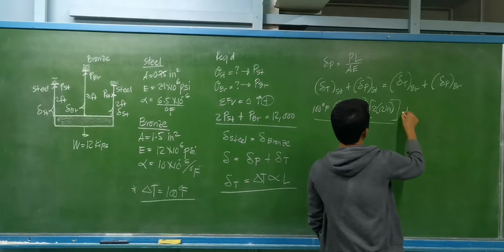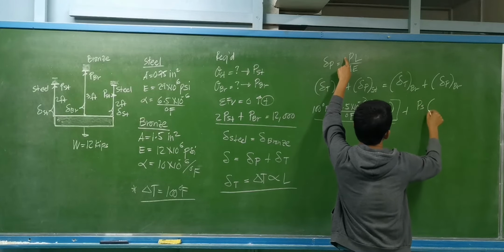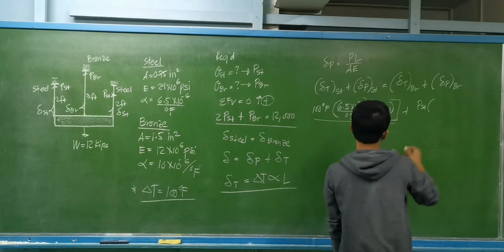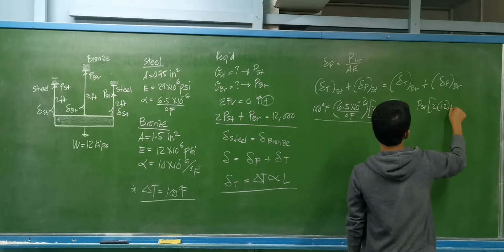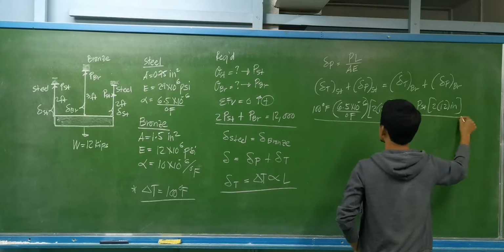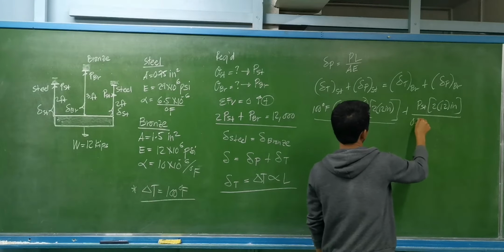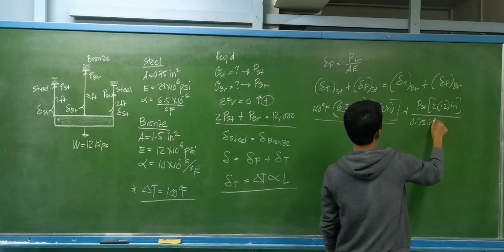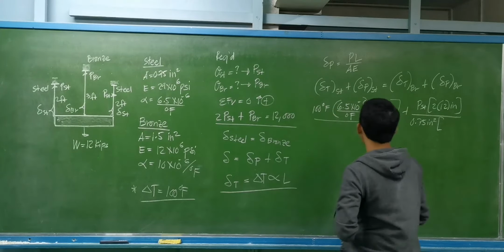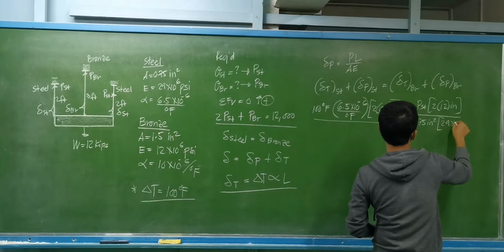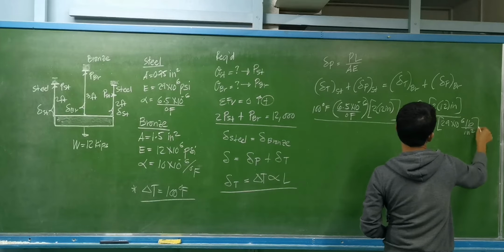Then plus, we have the deformation due to load. That is the load to be carried by the steel. What is the length of the steel rod? That is 2 feet, multiplying by 12 to be in inches. This is divided by the cross-sectional area of the steel, which is equal to 0.75 square inches. Then multiplied by the modulus of elasticity, we have 29 times 10 raised to 6 pounds per square inch.